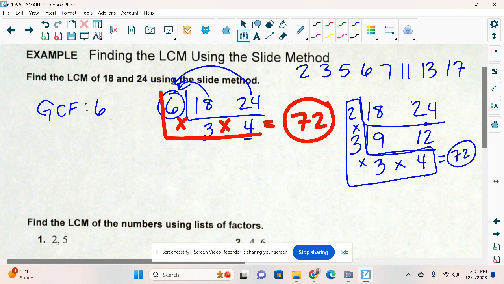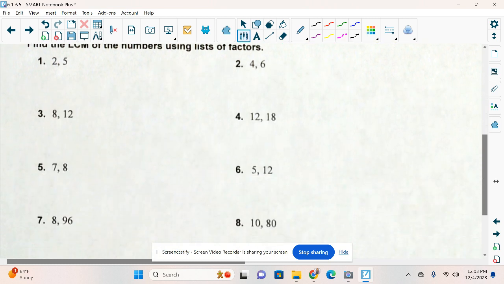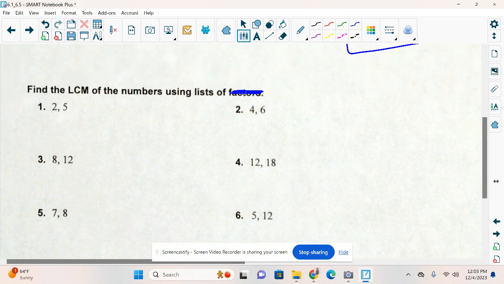Okay? So that's what your homework is tonight: LCM. So make sure you're paying attention, and not GCF, but you're doing the LCM. So here we have a few practice problems. The first part, right here, it says factors. It should not say factors. It should say multiples. When I made this sheet, I wasn't thinking, but it should say multiples.